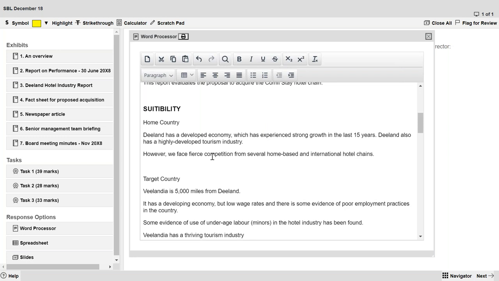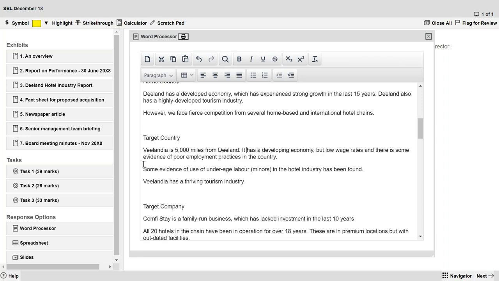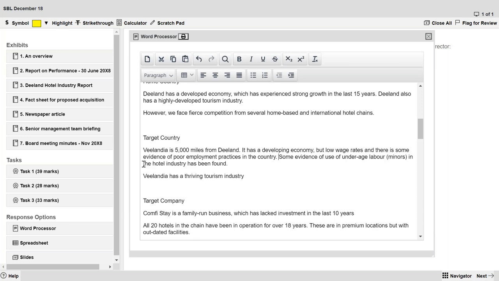Enough. Target country. Villandia is 5,000 miles from D-Land. It has a developing economy, but low wage rate, and there is some evidence of poor employment, some evidence of use of underage labour, and full stop. I mean, you can slightly change the wording. I'm running short of time today, so I'm not changing the wording, but you can stick with the bulk of the wording. Just change the wordings a little bit here and there rather than exact copy pasting.